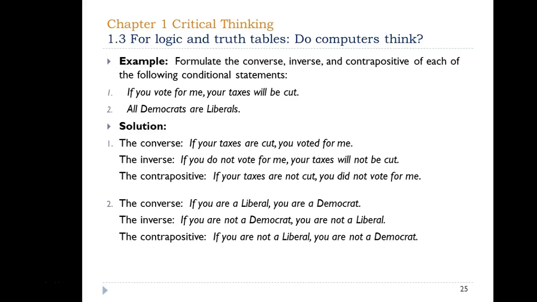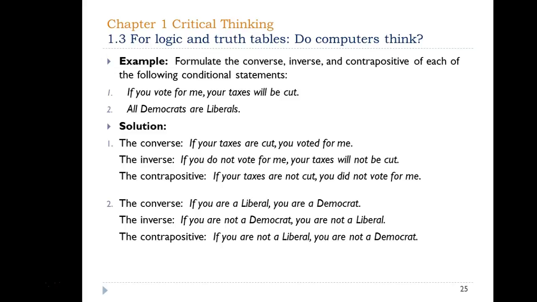Example. Formulate the converse, inverse, and contrapositive of each of the following conditional statements. 1. If you vote for me, your taxes will be cut. 2. All Democrats are liberals. For the first one, the solution is: the converse, if your taxes are cut, you voted for me. The inverse is, if you do not vote for me, your taxes will not be cut. The contrapositive, if your taxes are not cut, you did not vote for me.